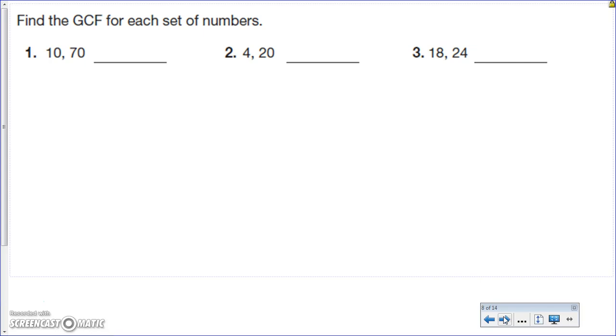So we're going to find the greatest common factor for each set of numbers. So the first thing we have to do is list the factors for each number. I like to use a T-chart for this, so you can match up the pairs of factors as you're going, which helps you make sure you don't skip any.